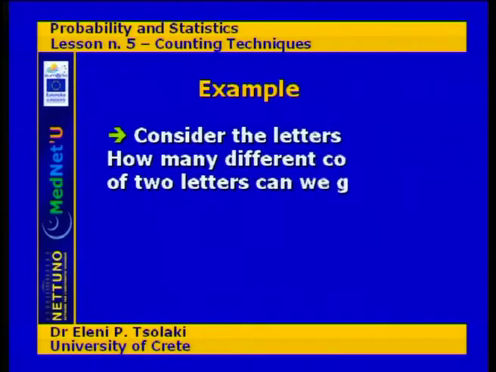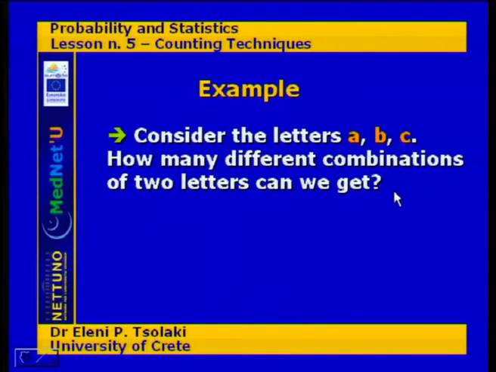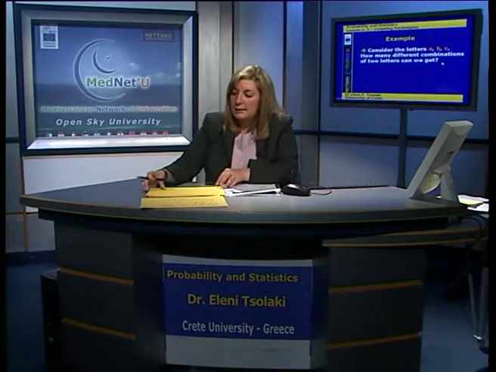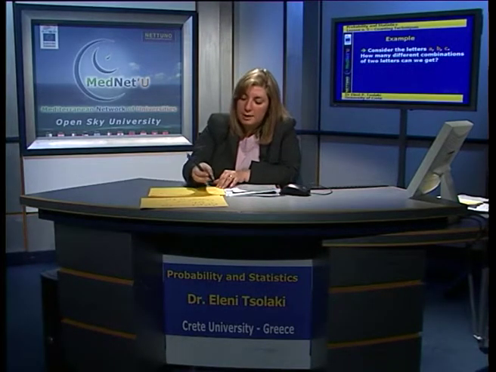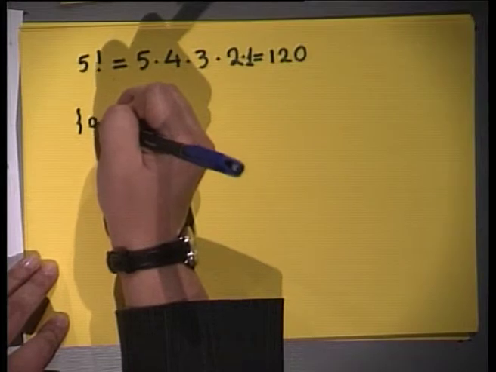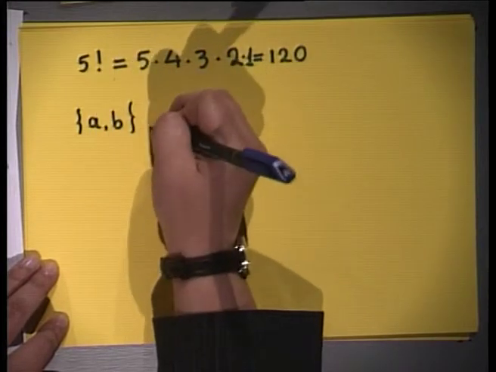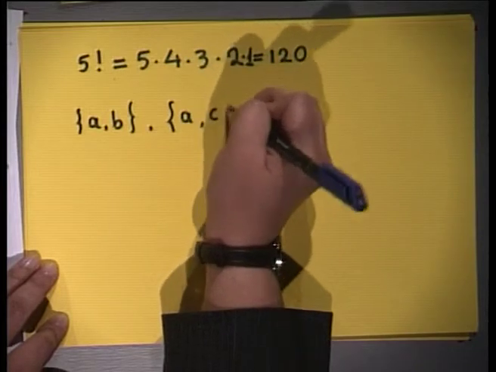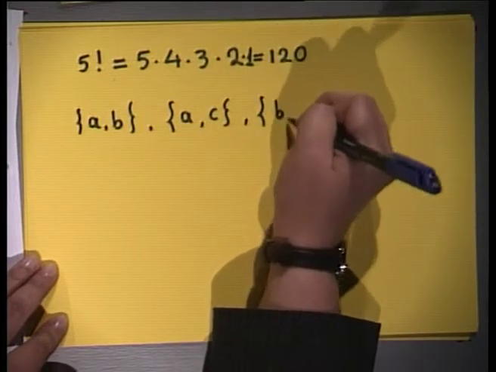Let's see again an example to see how we can use this formula. So we consider the letters A, B, and C again, and we want to see how many different combinations of two letters we can get. We have seen before, I am going to write down again, this is a very easy example, and we can see that the possible combinations are actually AB, AC, and BC.